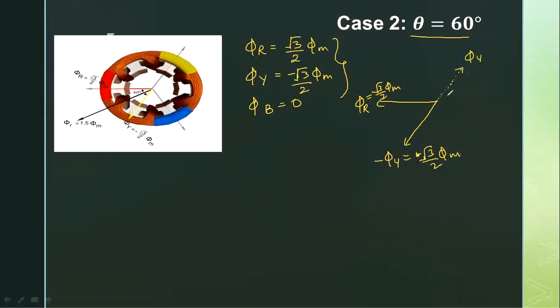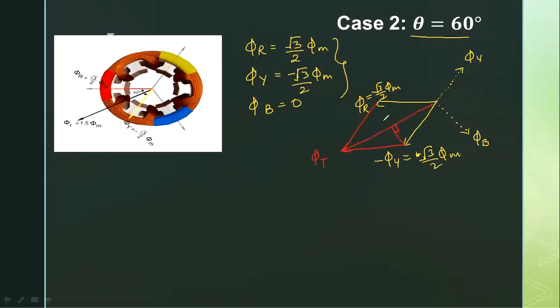See, this is your positive phi y. So in order to get the negative phi y, I have extended this phi y in the opposite direction. And phi b was actually here. Since its value is 0, we are not going to plot it. Now again, to get the resultant, we just need to complete this parallelogram and take the resultant of it, which is phi t. So the same procedure we need to apply.